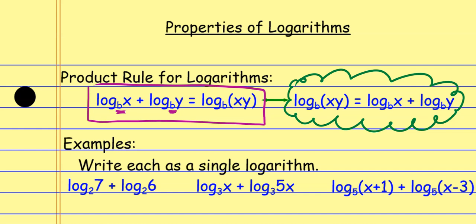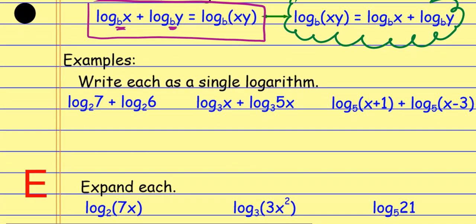For example, if I look at this first one, it says write each as a single logarithm. And so I'm using this property that says addition becomes multiplication. So right here, I have log base 2 of 7 plus log base 2 of 6. The property of logarithms says I can rewrite that as one logarithm. So log base 2 of, well, it becomes multiplication now. Addition becomes multiplication. So instead of 7 plus 6, I do 7 times 6, which is 42.